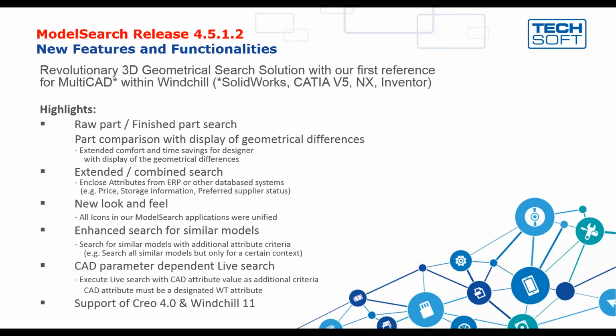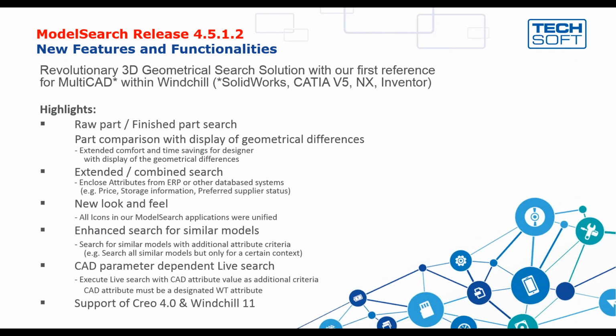We have a very interesting new search functionality in there. It's called Raw Part Finished Part Search, and along with that comes a so-called part comparison functionality, where you get as CAD user the geometrical differences shown on your screen, and you can very, very fast decide if you like to go forward with this part that you have seen, if this part really fits your design ideas or your design proposal.